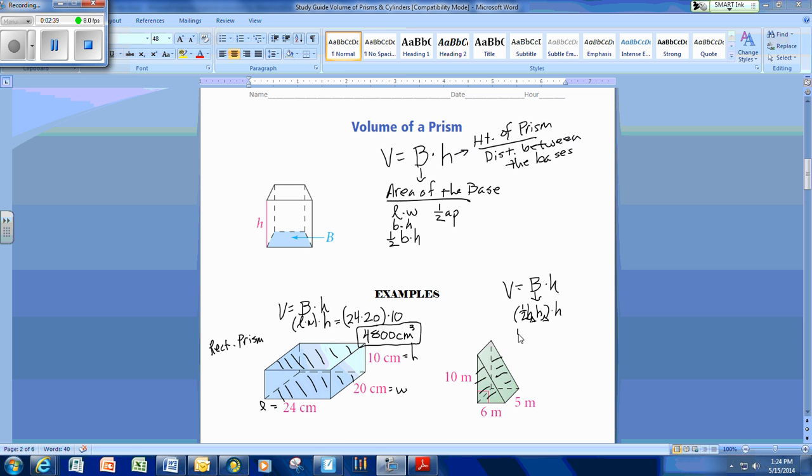So let's plug that in. It'll be 1/2 times, this will be the base of the triangle down here, 6. The height of the triangle is 10. And the height of the prism is the distance between those two triangles, which is 5. Calculate that out, you get 150 cubic meters.